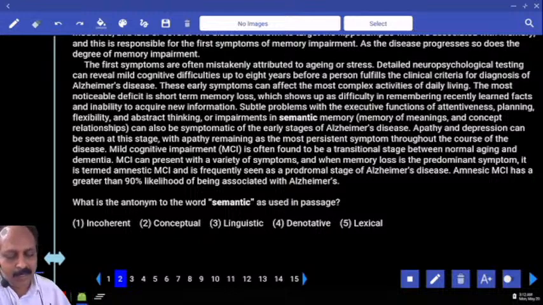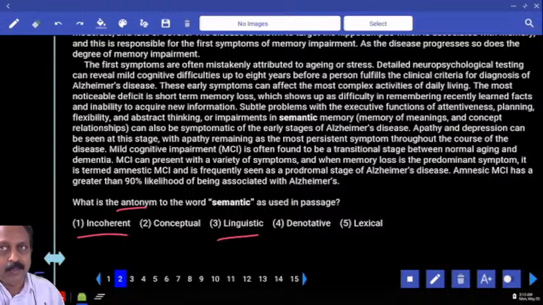So, second question, what is the antonym? Underline the word antonym. Antonym to the word semantic. So, what do you understand? What is the meaning of the word semantic, related to concepts and logical thinking? They want the opposite. Is it coherent or incoherent? Hold this one. Conceptual, same. Linguistic deals with a particular field. Denotative, denote means express. I'll give the meanings later. And lexical, related to words.